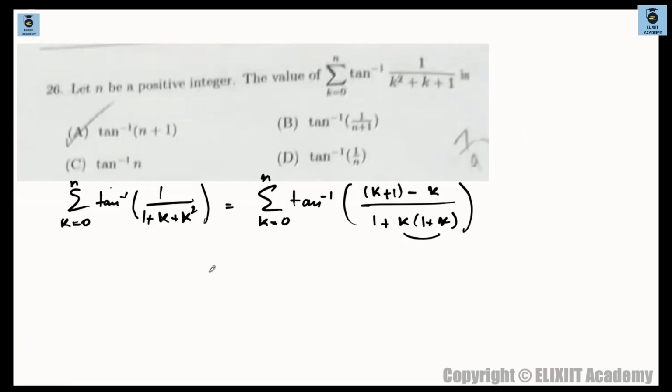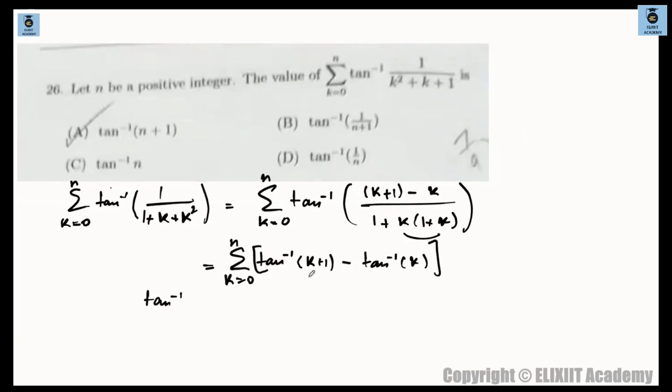So next we have to solve this. Now we can express this and write this as summation k is equal to 0 to n of tan inverse of (k plus 1) minus tan inverse of k, using the formula of tan inverse a minus tan inverse b, so that this will become a telescoping sum. Now you can clearly see that this will become a telescoping sum. You can check the difference.